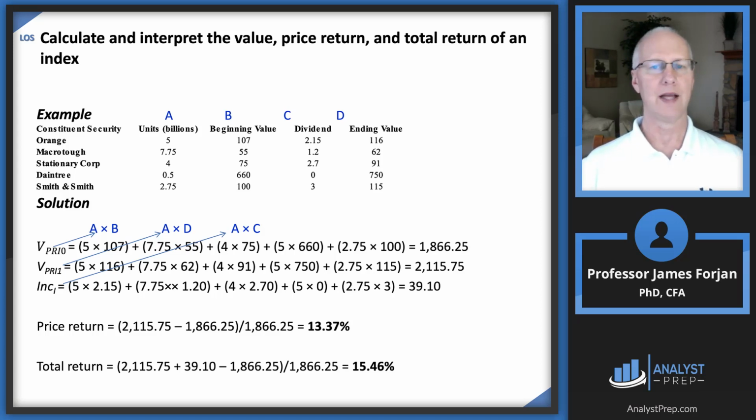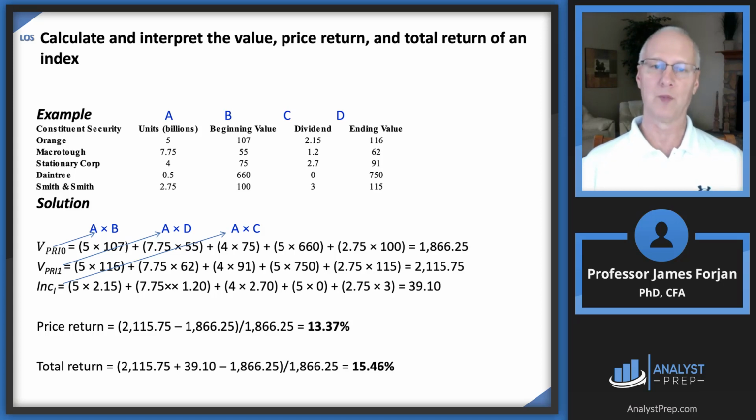And then we'll do that for the ending value as well. We'll take column A times column D, which is the ending value. Let's just do a couple of those quickly. That's 5 times the 116 and 7.75 times the 62. And you work your way down, multiplying column A and column D. And so notice essentially what's happened.